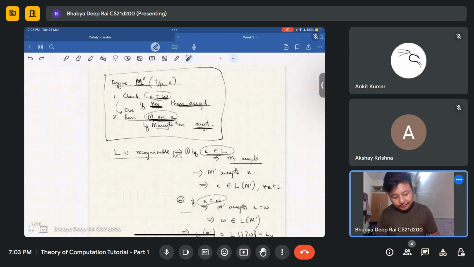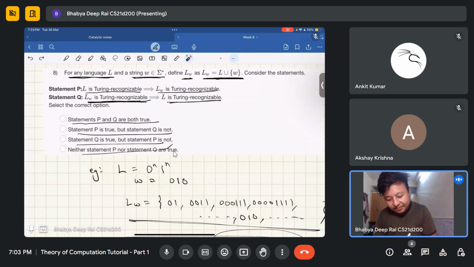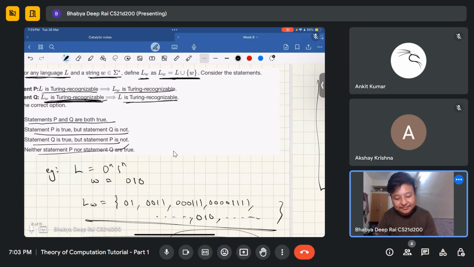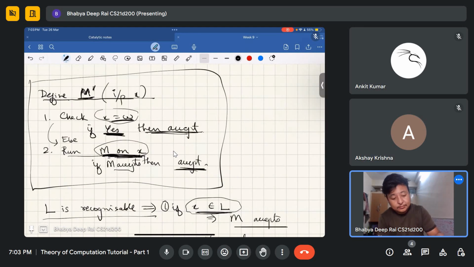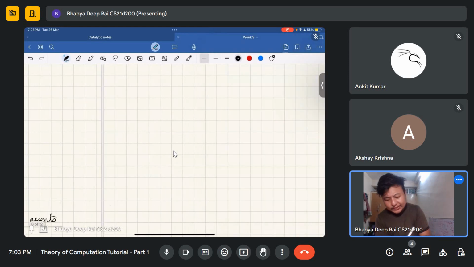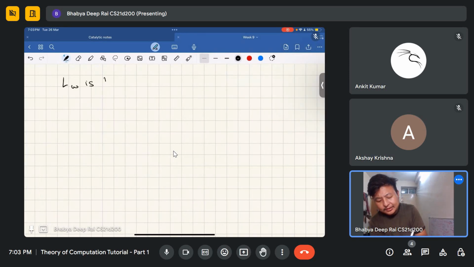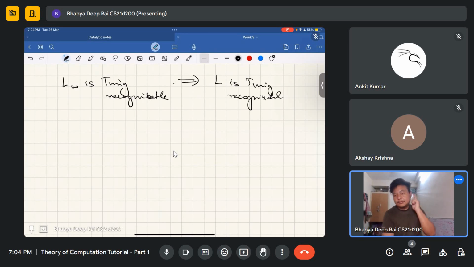Next, statement P is clearly true. Next, it's saying if LW is Turing recognizable, then L is Turing recognizable.